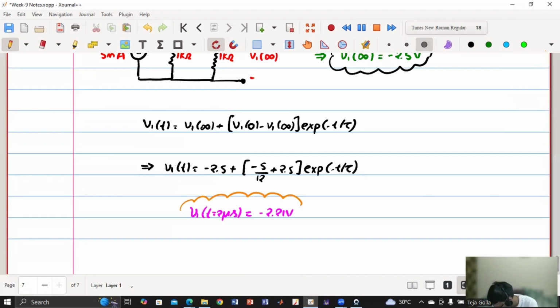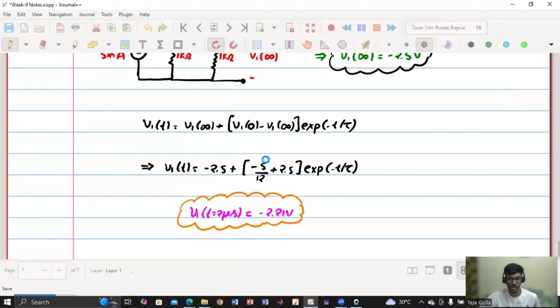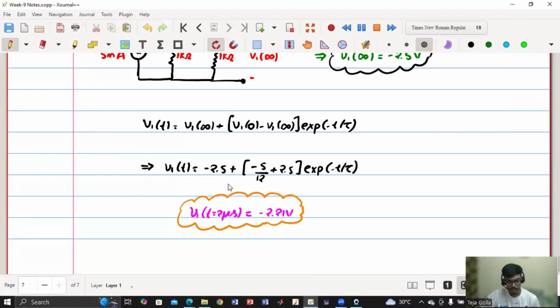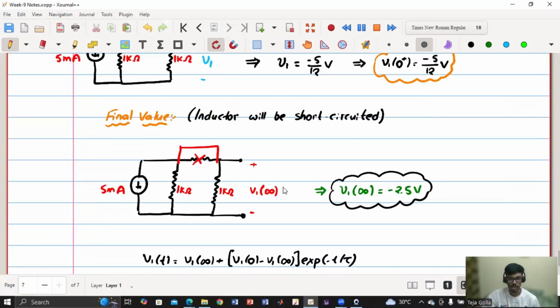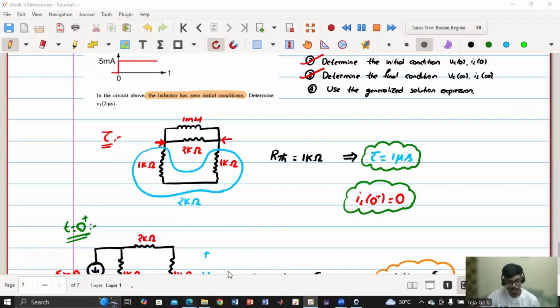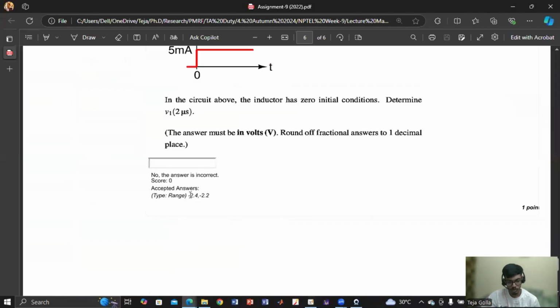So I have not calculated the inductor current because they are asking the voltage at some other terminal. I have calculated that voltage directly and used the generalized expression for that voltage only. So let us quickly check whether it is matching or not. Minus 2.21, so it is in this range, because minus 2.21 is lesser than minus 2.2 and greater than minus 2.4, because these are negative numbers.